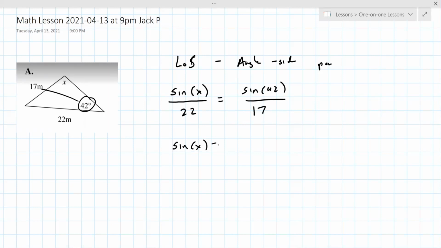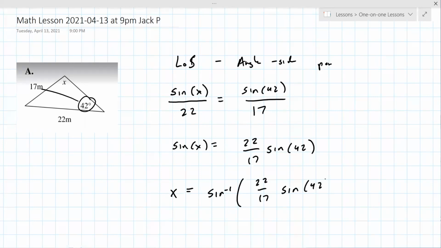So you solve for x by clearing this 22. So sine of x equals 22 over 17 sine of 42. And then you have to undo sine with the sine inverse. So you just do a sine inverse of 22 over 17 sine 42, and that'll get you the value of x, which I guess is all that they want you to find in this one. These are pretty straightforward. And the answer is there. It's about 60 when you do it.